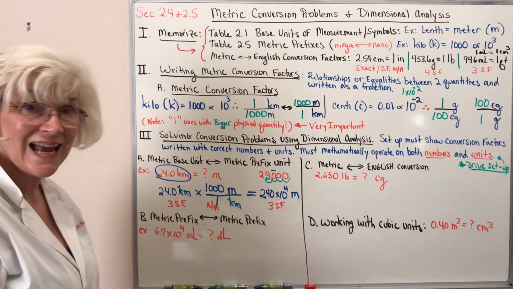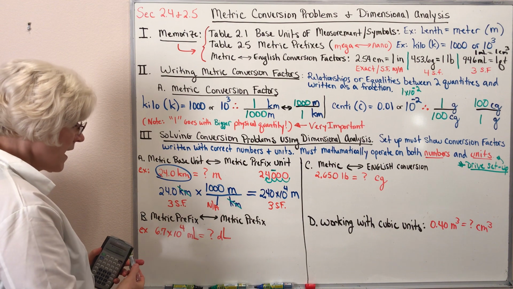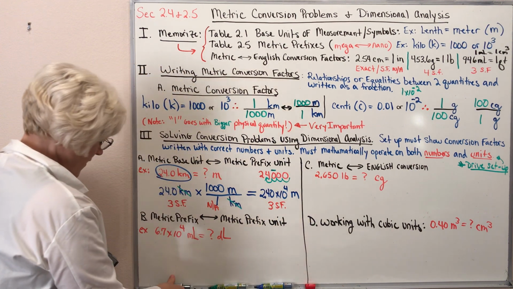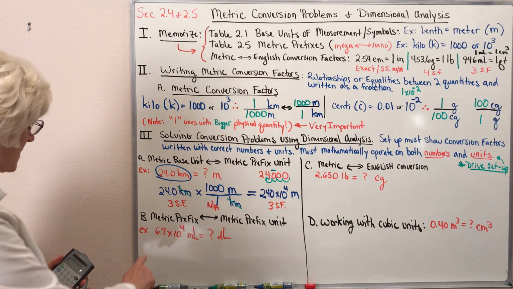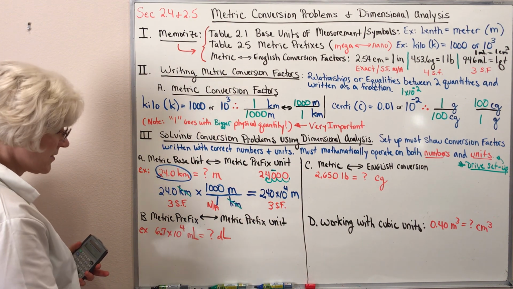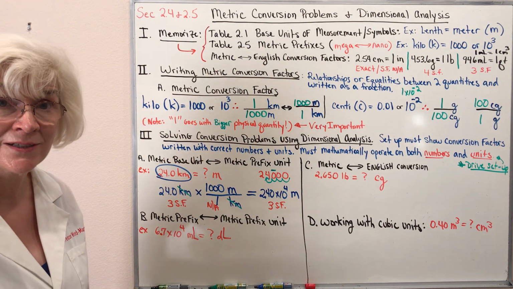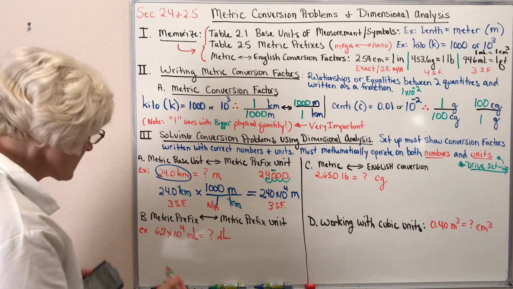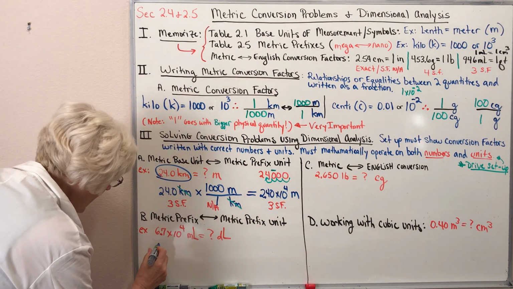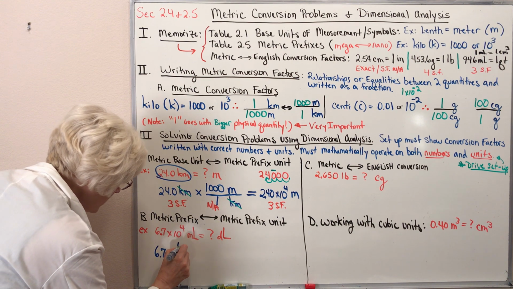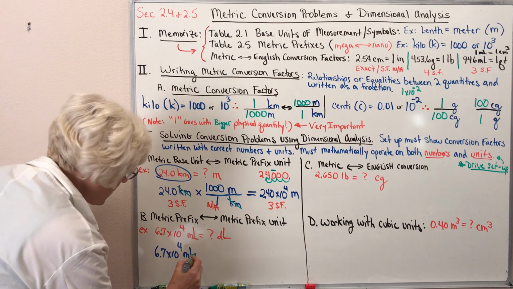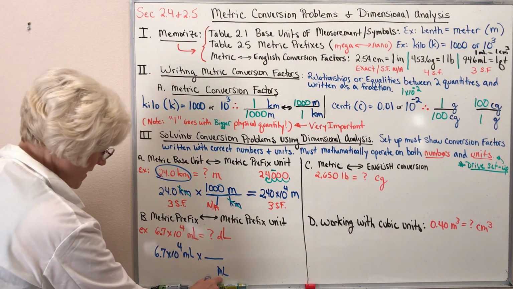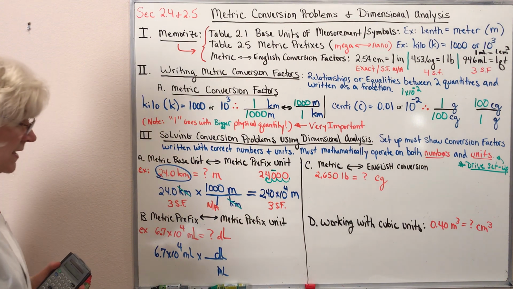Let's take a look at our second example, and this falls in the category of converting from a metric prefix to another metric prefix unit. So here is the example that I've selected. 6.7 times 10 to the 4th milliliters is equivalent to how many deciliters? Now, both of these units are metric prefix units. It's very tempting for students at a beginning point in learning how to do metric conversions to want to do this: just immediately put milliliters in the denominator because we need it to cancel, and deciliters in the numerator.